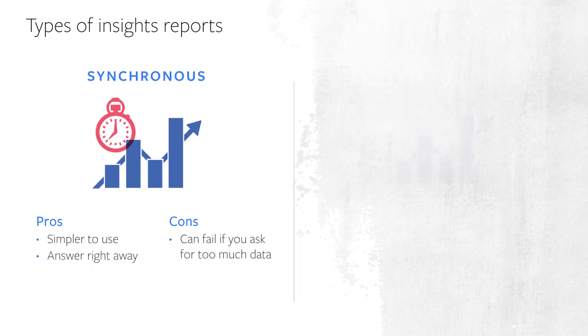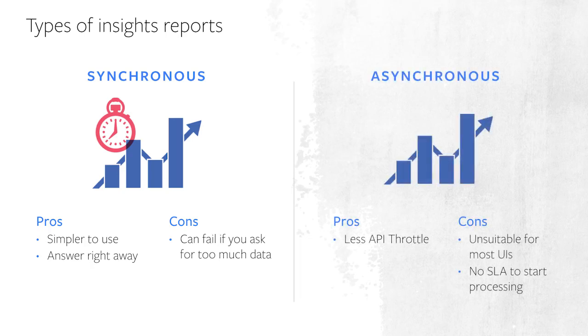Then what can you do in this case? You can do asynchronous reports. In this case, you will have less API throttling. We will be more relaxed in how we judge those calls and how much they affect your API limits. And this will provide you better reports in terms of having more data at once.